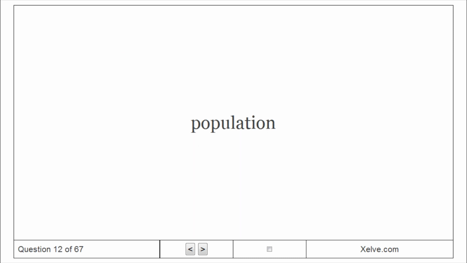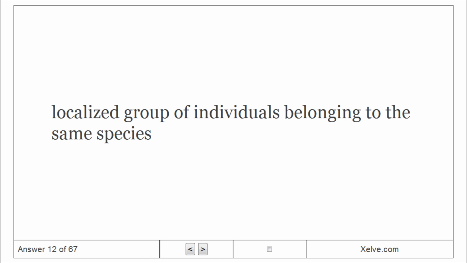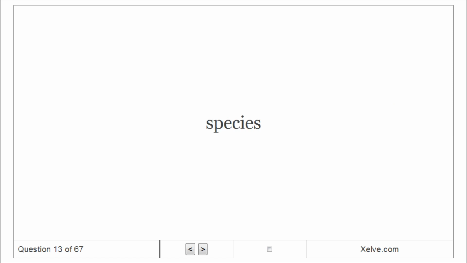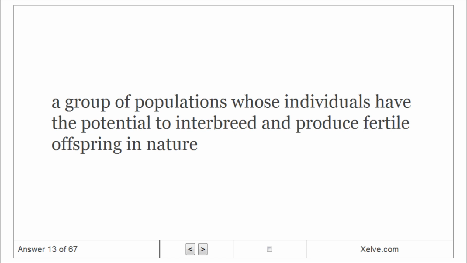Population: a localized group of individuals belonging to the same species. Species: a group of populations whose individuals have the potential to interbreed and produce fertile offspring in nature.